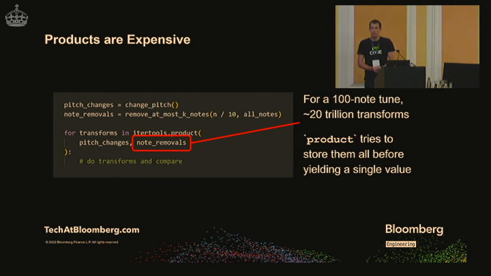So the note removals, if we're careful with it, shouldn't do us any harm. We should be able to just get the elements one by one. But if we're not careful, if we try to look at it all at the same time, it's going to freeze up our machine or kill the process.